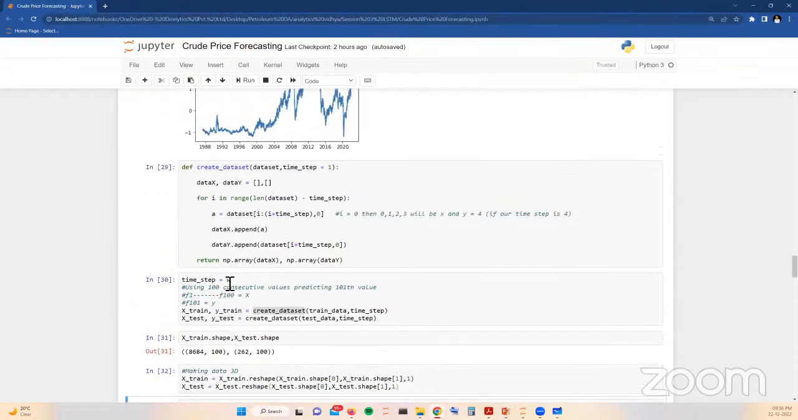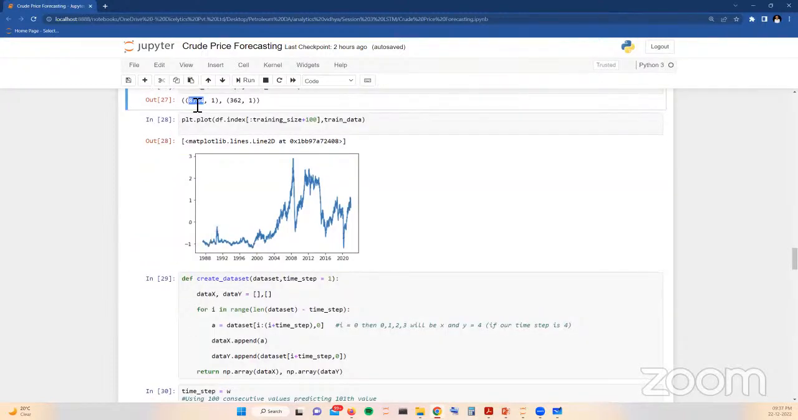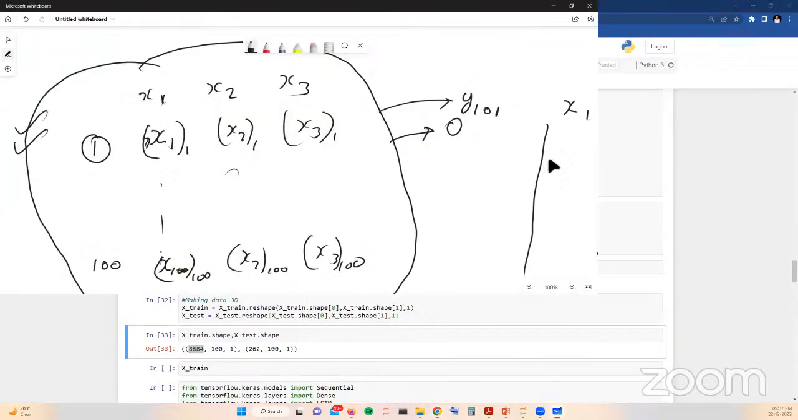For example, if I go above, here you can see my total training data was 8784, right? 8784 of those were there for my crude price. But when I made that data in the form of this 3D structure, it has been reduced by 100. Why has it reduced? Let me tell you again.